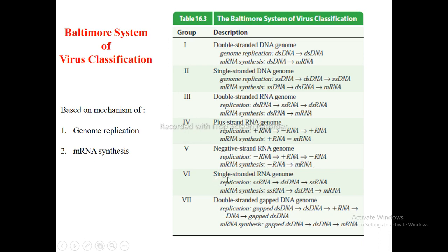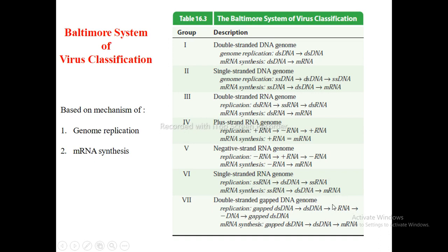Now that we have a whole dedicated group for single-stranded RNA genome viruses, replication occurs through a double-stranded DNA copy, and mRNA synthesis also occurs through a DNA copy. So that's the difference between these single-stranded RNA genome viruses and the other groups, right? So there is a DNA intermediate for replication as well as mRNA synthesis.